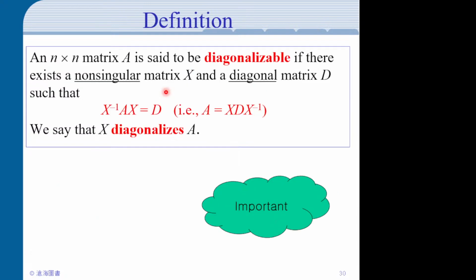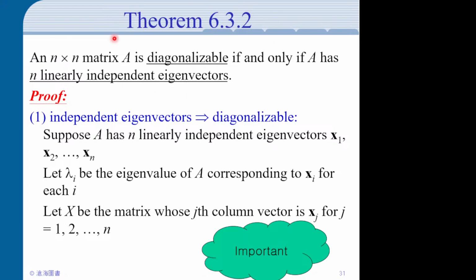But let's first prove this theorem. The theorem is an if-and-only-if statement, right? The eigenvectors being linearly independent is the thing we want, and that is if and only if A is diagonalizable. So we need to prove two directions. First we need to show that linearly independent eigenvectors implies diagonalizable, and the proof is very constructive. We'll give you an X.